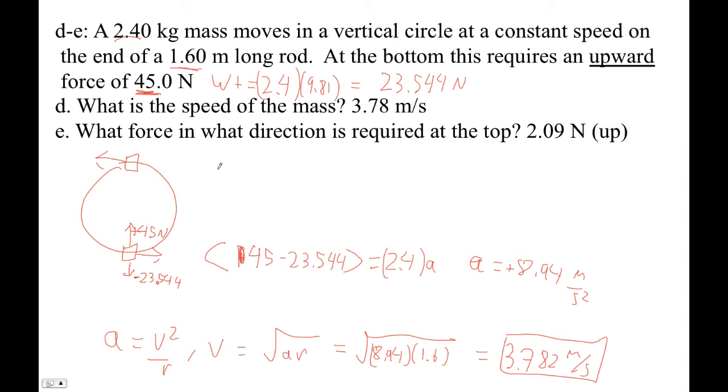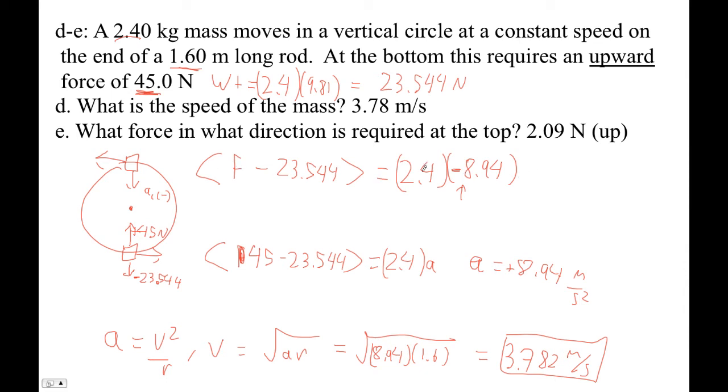Now we've got to figure out the force at the top. The force at the top is unknown. Gravity is still down, 23.544. This is just a vertical acceleration problem. You always have gravity, acting down, and then we've got the mass. And what do we do for the acceleration? At the top, we're accelerating toward the center, but since it's below us, we make the centripetal acceleration negative, because we're accelerating down toward the center when we're at the top. That changes the force needed.